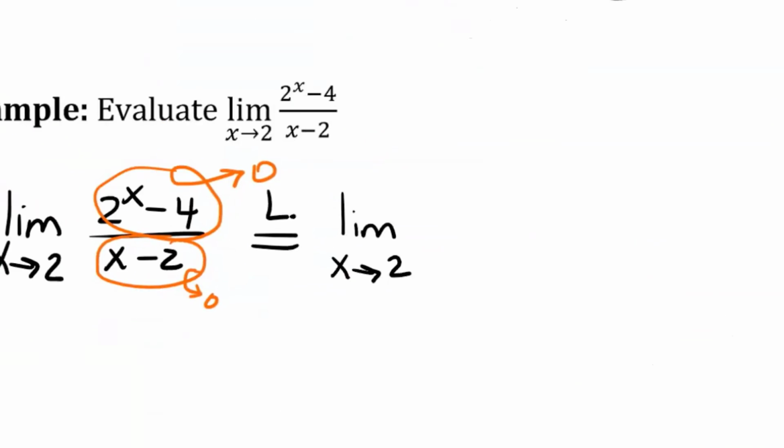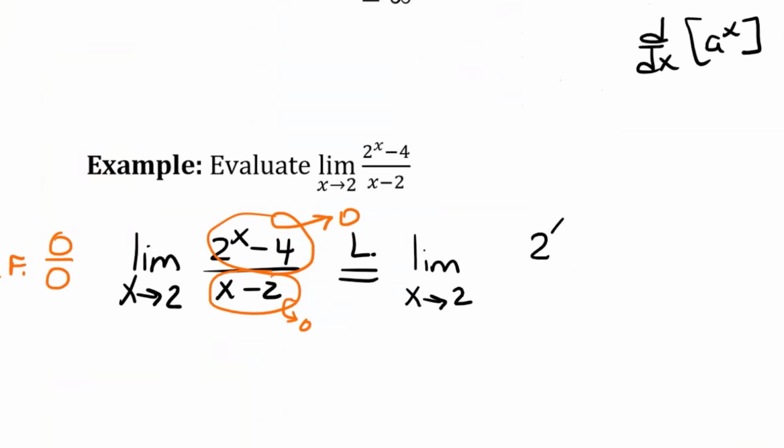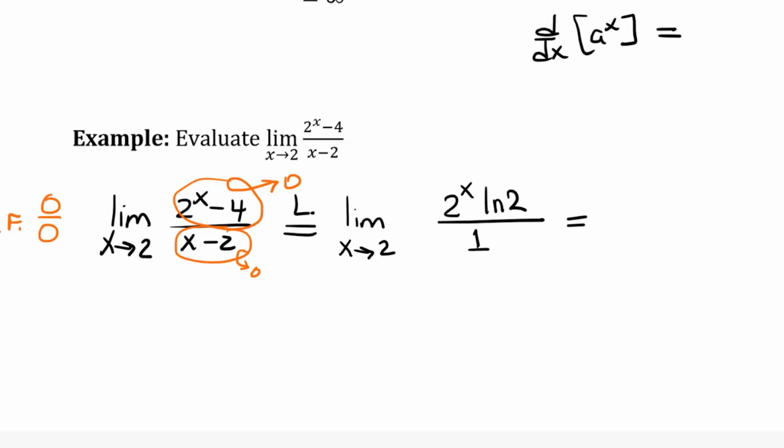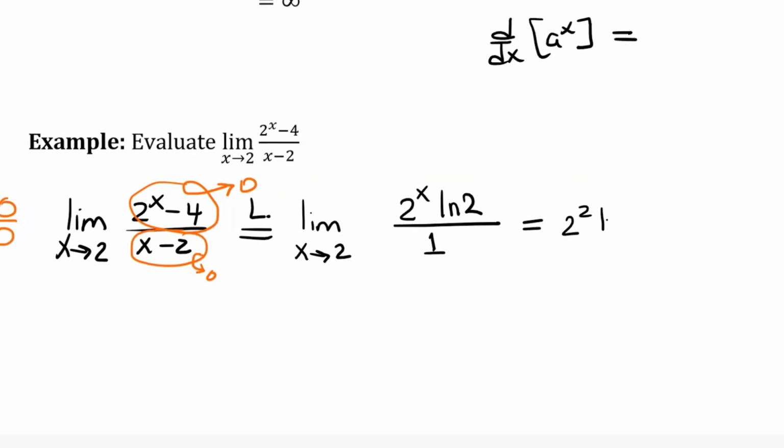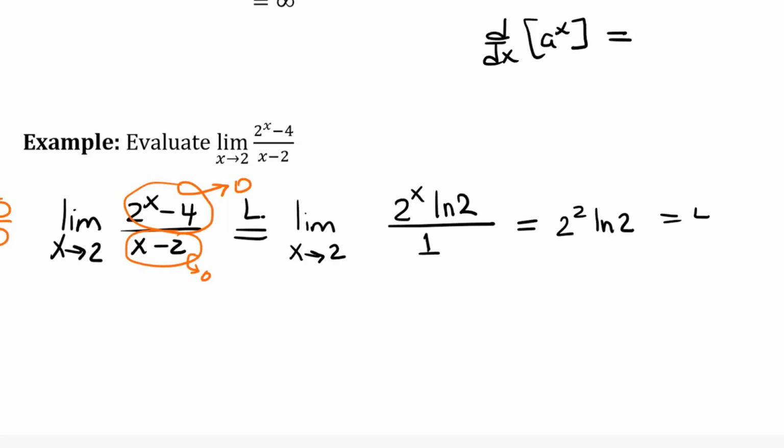All right, so we're going to have 2^x times the natural log of 2 minus 0. So I don't need to do anything with that. And then over 1. So now we can plug in the 2, and we're going to just have 2 squared natural log of 2, which is 4 natural log of 2. And we're done.